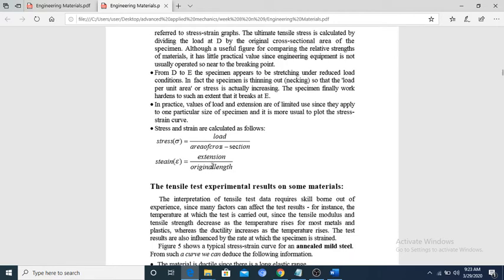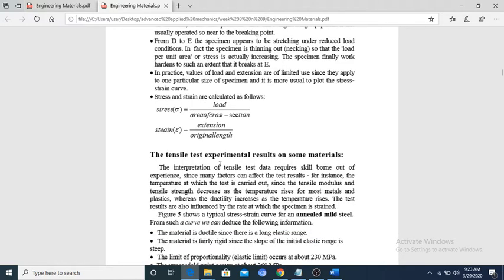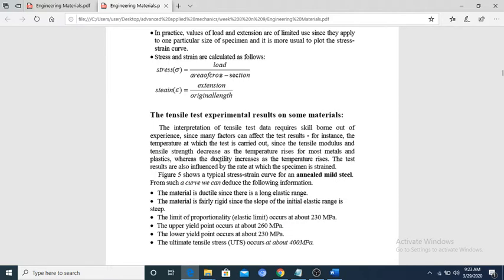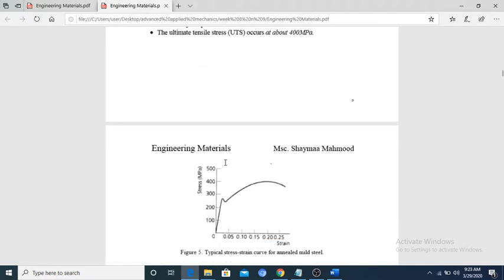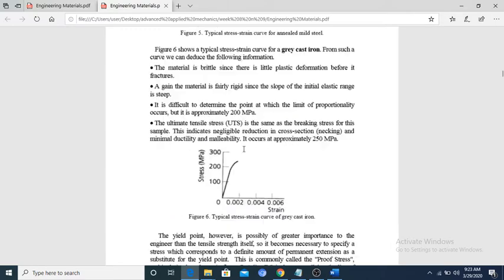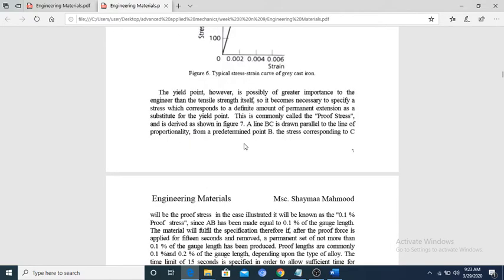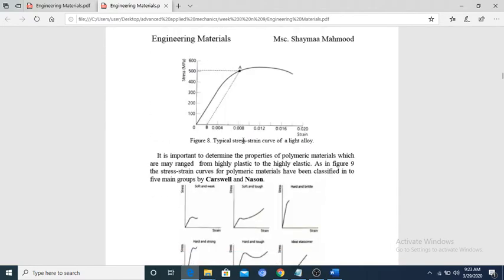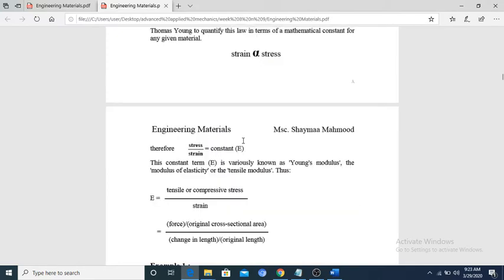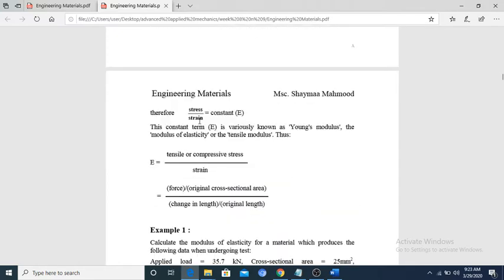cross-sectional area, and strain is equal to extension divided by original length. So this shows the tensile test results on some materials. You can see this. Alright, so you go through this topic. Therefore, stress divided by strain is equal to E. E is known as Young's modulus, or the modulus of elasticity, or the tensile modulus. E is equal to tensile or compressive stress divided by strain.